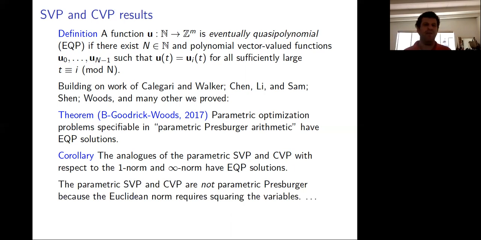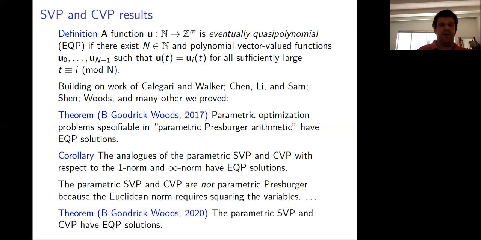But nonetheless, we're only talking about lattices. The lattices ought to be simpler than polyhedra. And we did some examples, and it looked like this still might work out. So to skip to the end, this is in fact what we proved. The parametric shortest vector problem and the closest vector problem do in fact have eventual quasi-polynomial solutions.